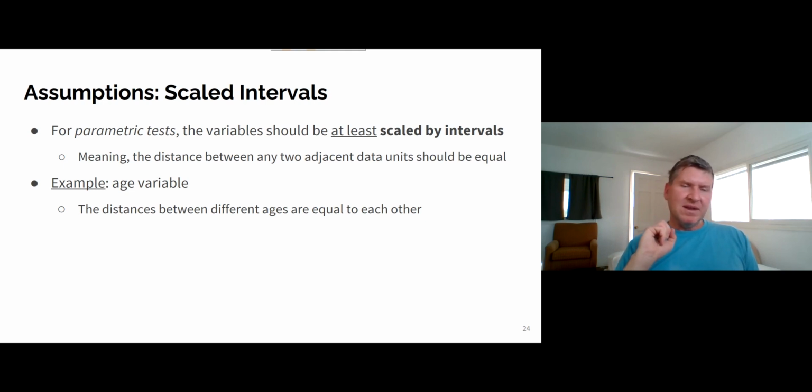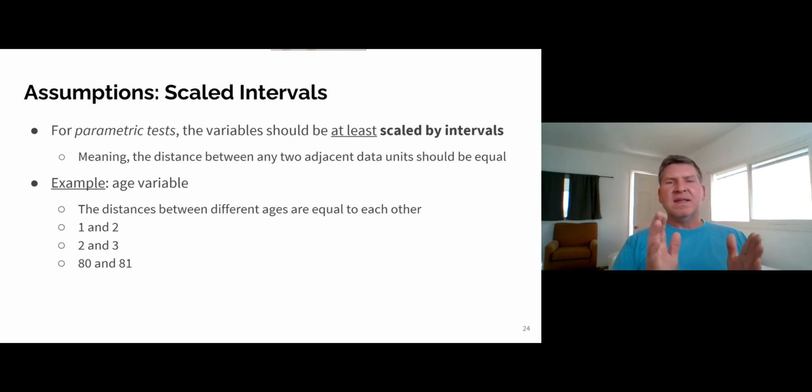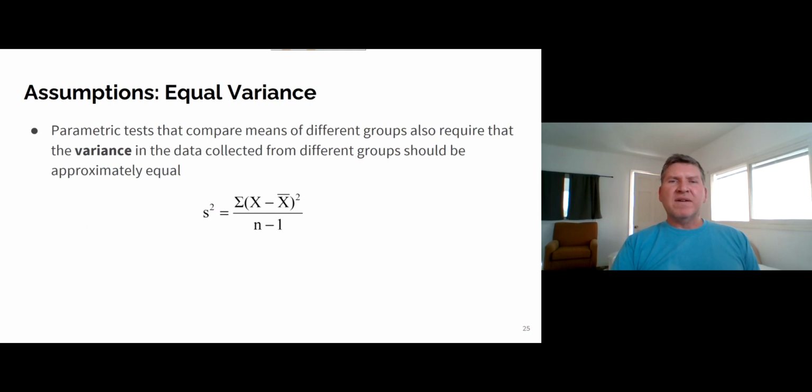Could we? We can, because there's an absolute 0. So 1 and 2, 2 and 3, 80 and 81 all have the same gap, and that's 1 year. That 1 year is true regardless of what 2 points we pick, as long as they're adjacent. So we're assuming equal variance.